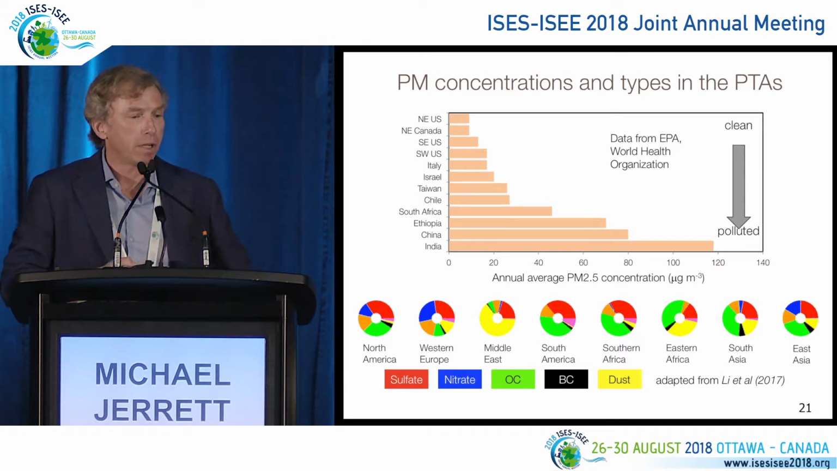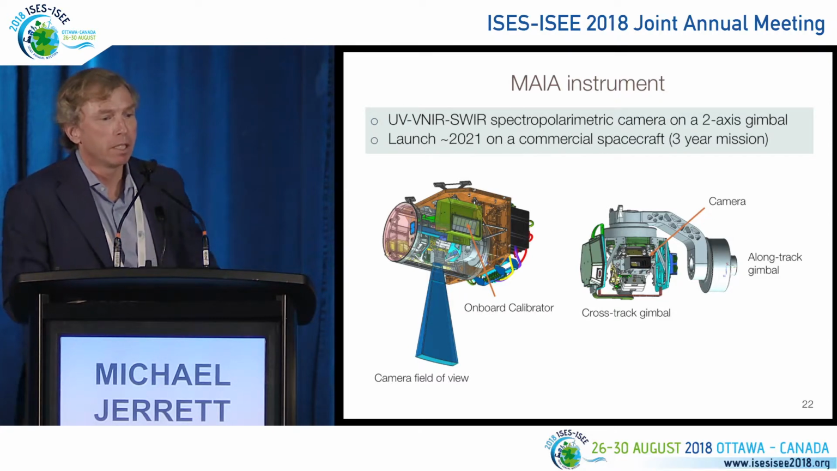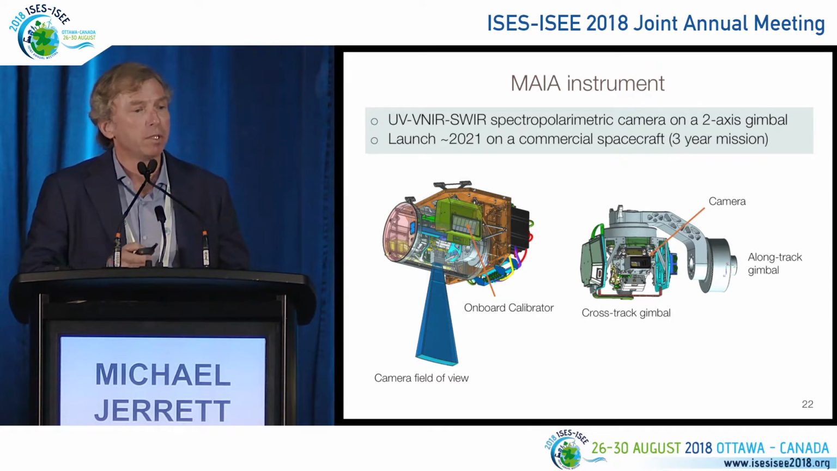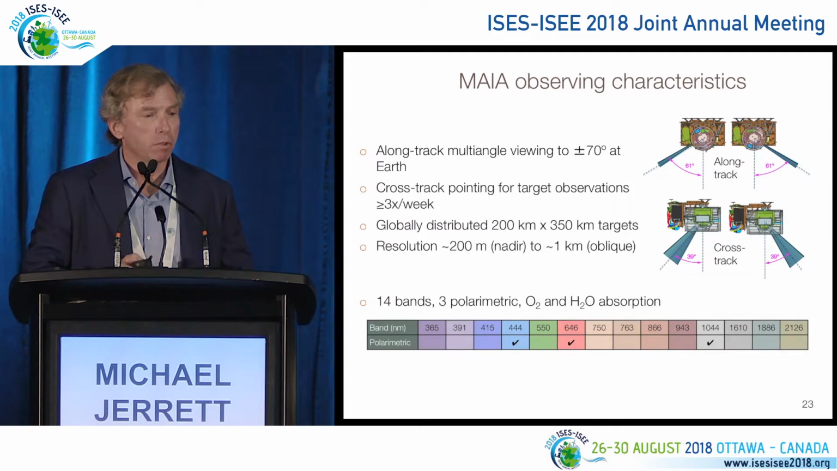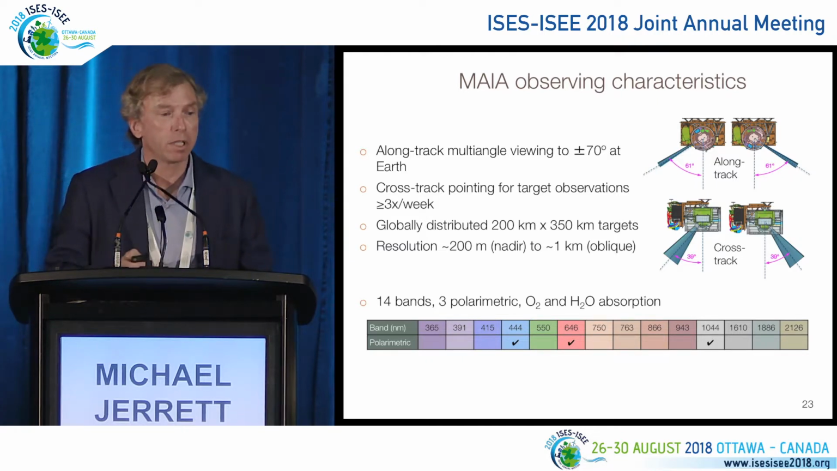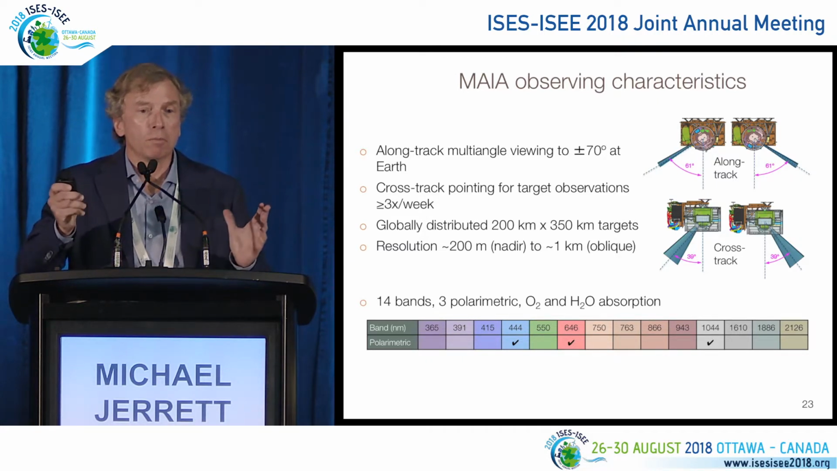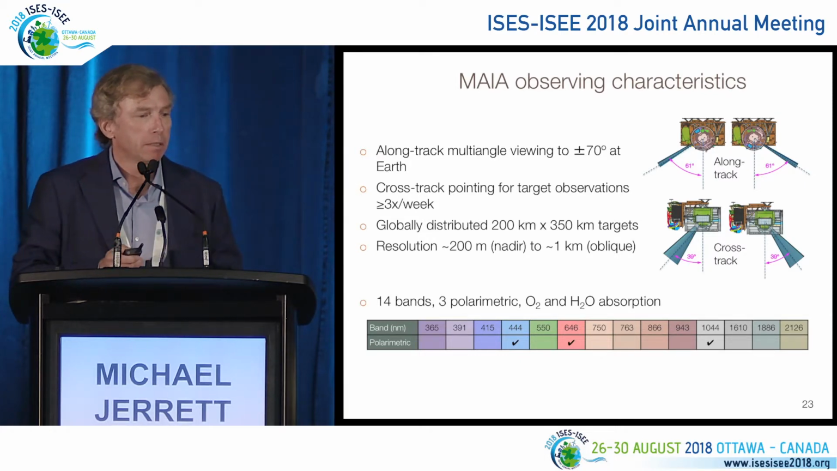across all 5 continents. The instrument itself is going to be spectropolarimetric. It's got a 2-axis gimbal, so it's basically taking shots at multiple angles as it goes around a polar orbit. And it's going to supply something on the order of 200 to 350 kilometer swaths where we get these 1 kilometer estimates at the primary targets at least.